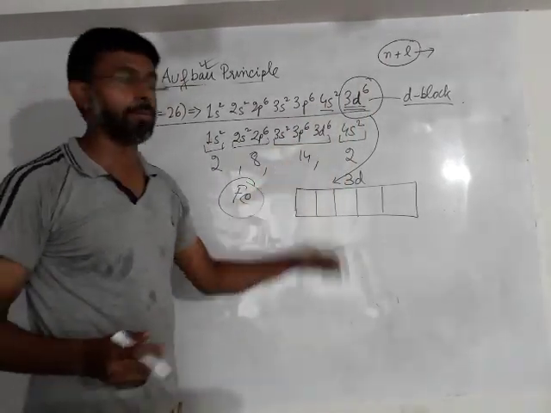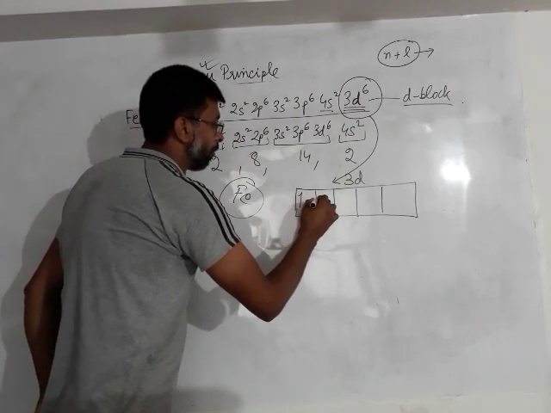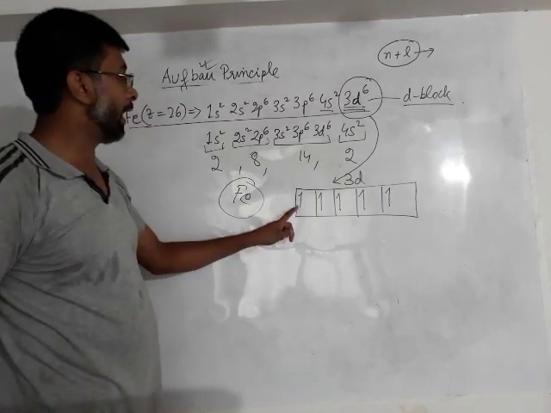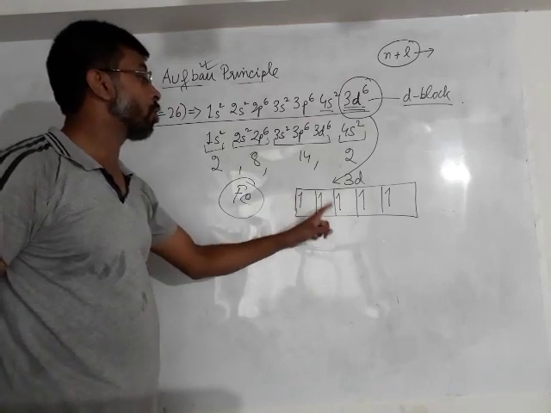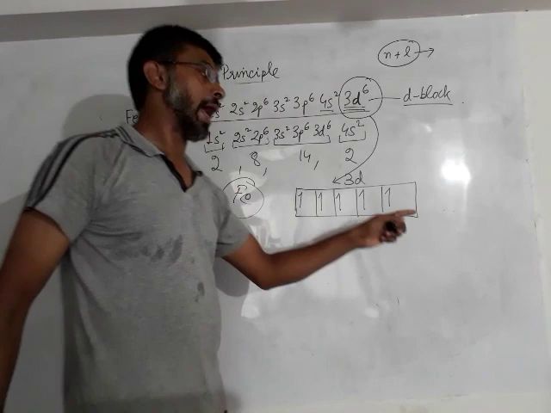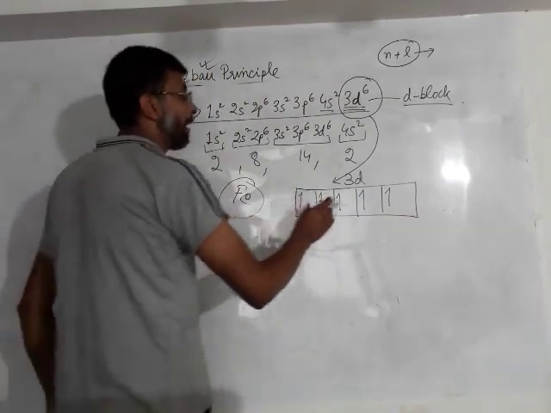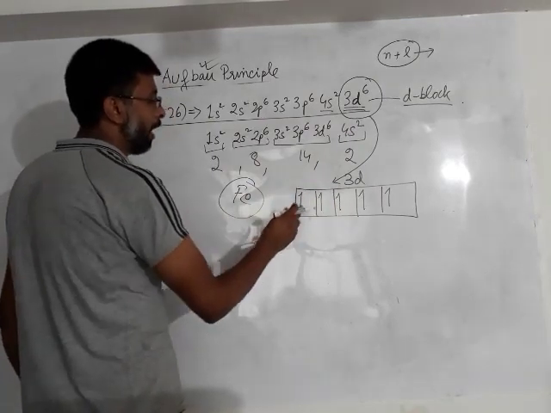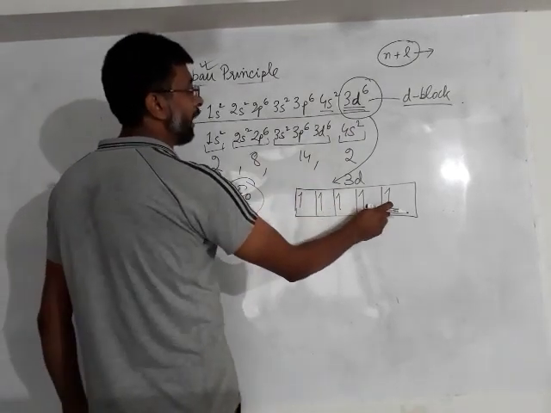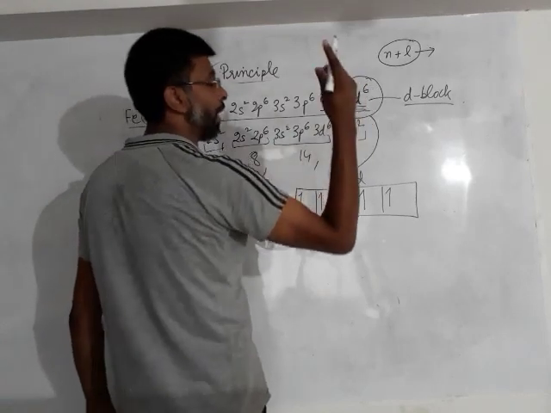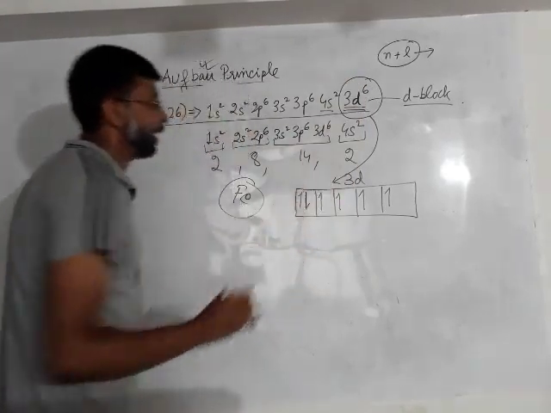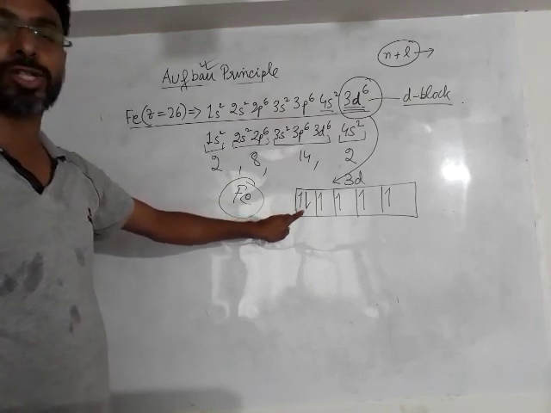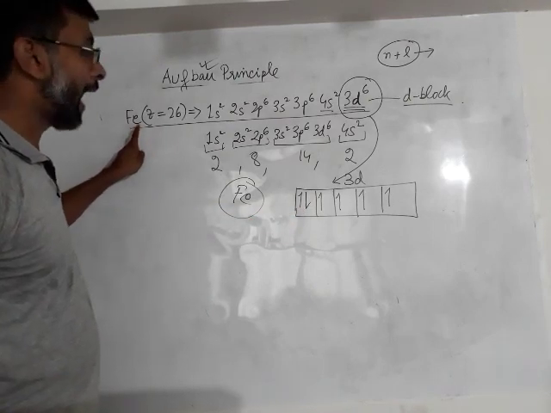So how to fill the orbitals? First singly: 1, 2, 3, 4, 5. The electrons occupy the orbitals singly, and once all the orbitals are half filled, the remaining electrons get paired up. So 5 electrons done. How many electrons left? 1. So that 1 comes over here. This is how you have to fill the orbitals in the valence shell. This is the example I have taken for iron.